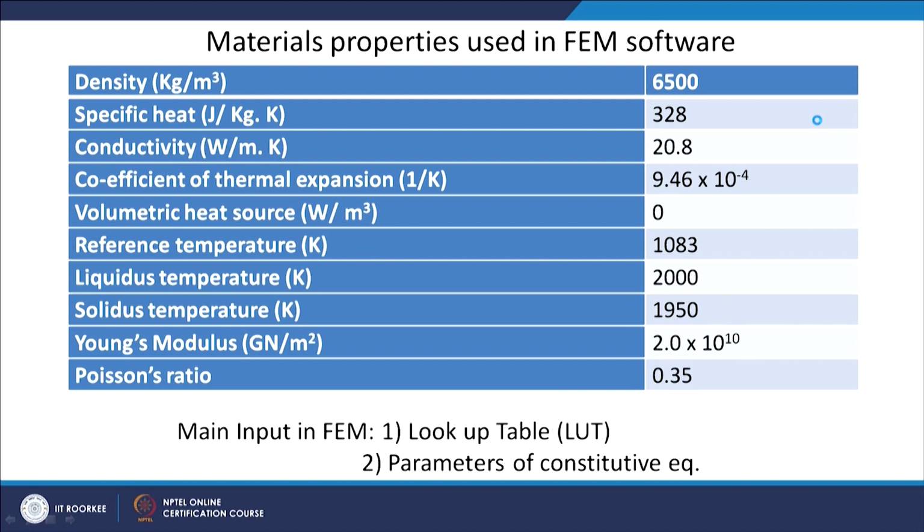So, the main input to the FEM simulation was what we call a lookup table. Lookup table means we give the input as only the stress, as a function of strain rate and temperature. One way to do it is that you make a table where your stress will come here and all other parameters will come here, and you give the values of stress for different strain rate and temperature.